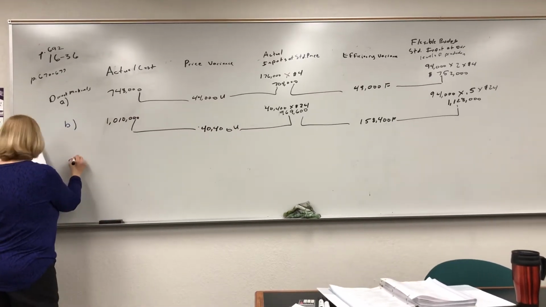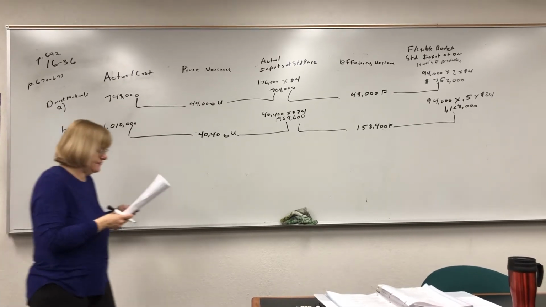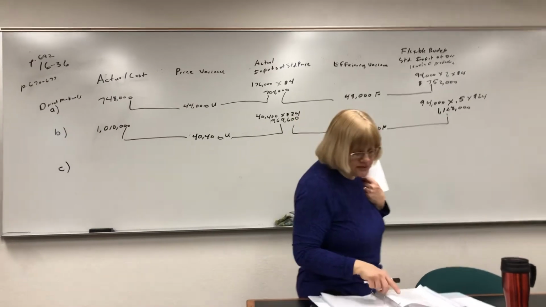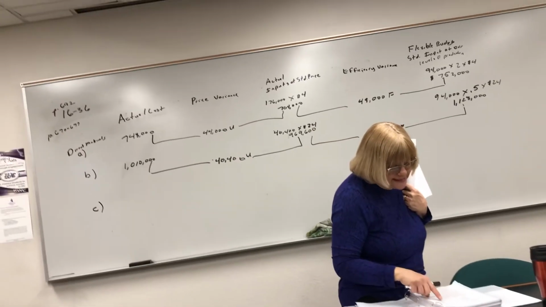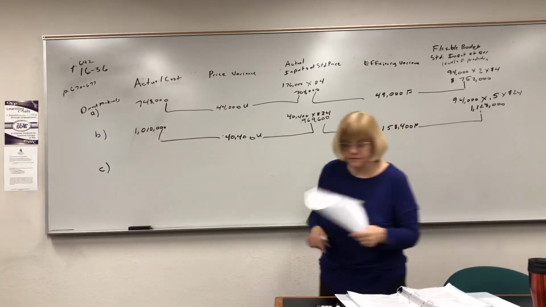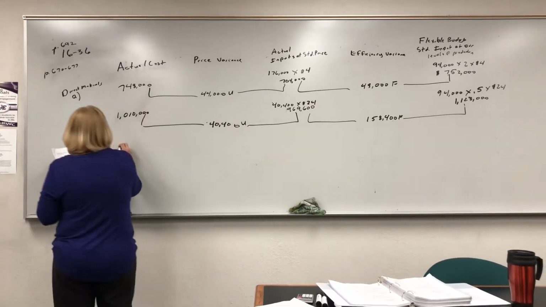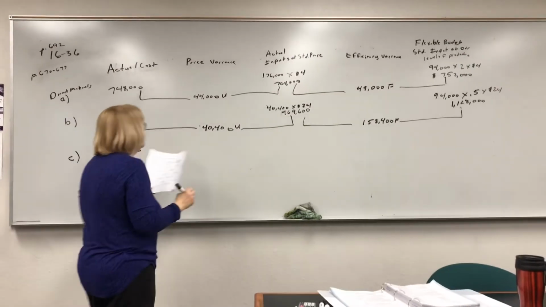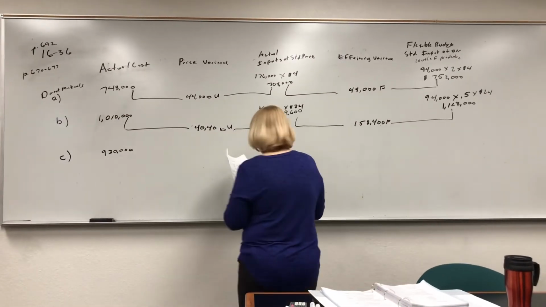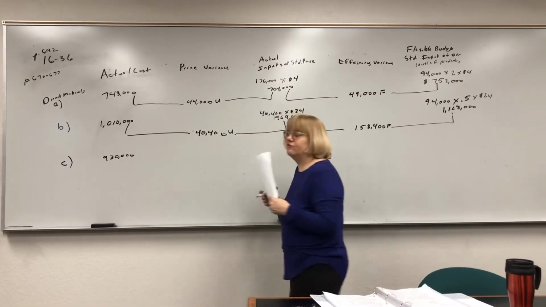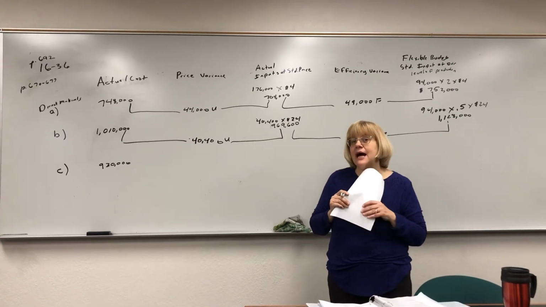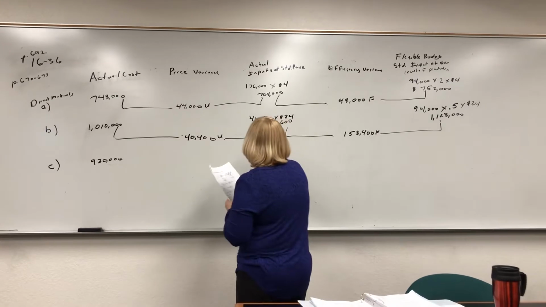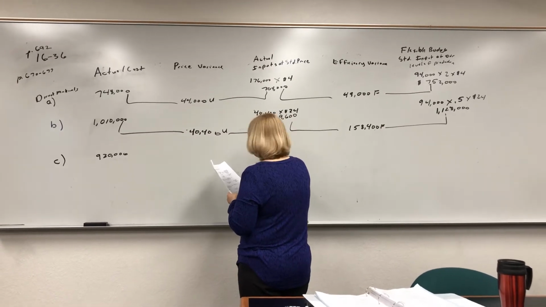And then part C, our variable overhead. So we have our actual cost for variable overhead, once again referring back to 1635. We have 930,000. Then our actual inputs at standard price, we have our variable overhead is applied based on direct labor hours. So we're gonna use the same direct labor hours we used here.